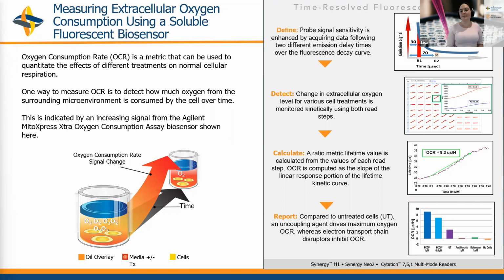So what we can see compared to your untreated cells, shown here in the purple bar, is that the addition of an uncoupling reagent drives maximum oxygen consumption, which we can see for the 2 data points in blue. Whereas when you disrupt the electron transport chain, you're going to have an inhibition of your oxygen consumption rate, which we can see in the bars in red, green, and green. We have no cells there.